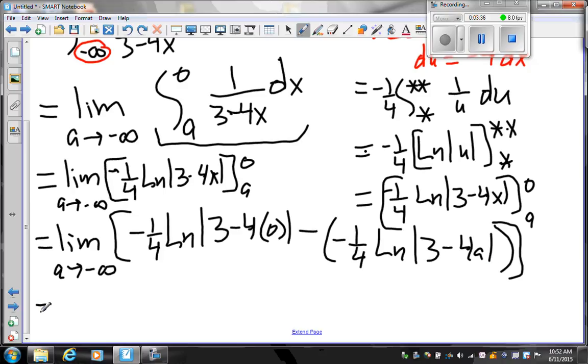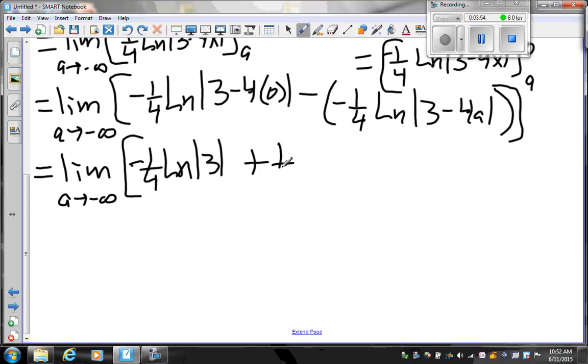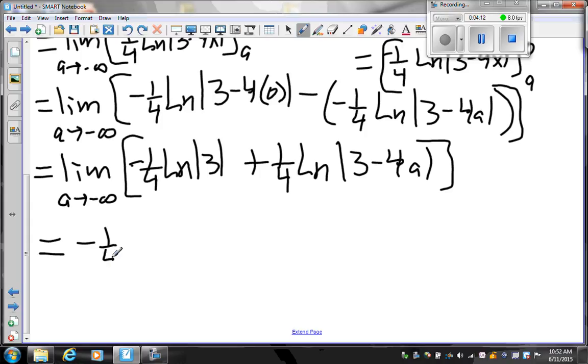Okay, so this becomes the limit as a approaches negative infinity of negative 1/4 the natural log absolute value of 3, plus 1/4 the natural log absolute value of 3 minus 4 times a. Of course, the limit of negative 1/4 natural log absolute value of 3 is just going to be that. It's a constant. And technically we don't even need the absolute values. 3 is already positive.